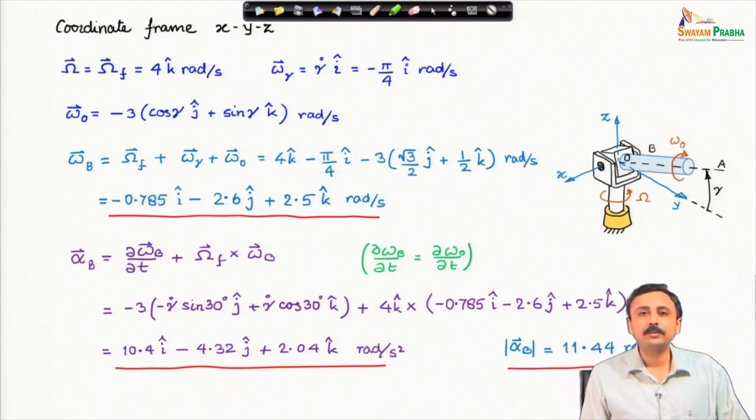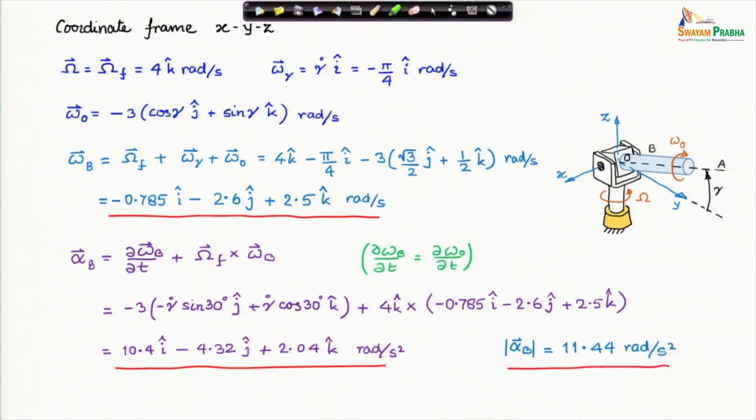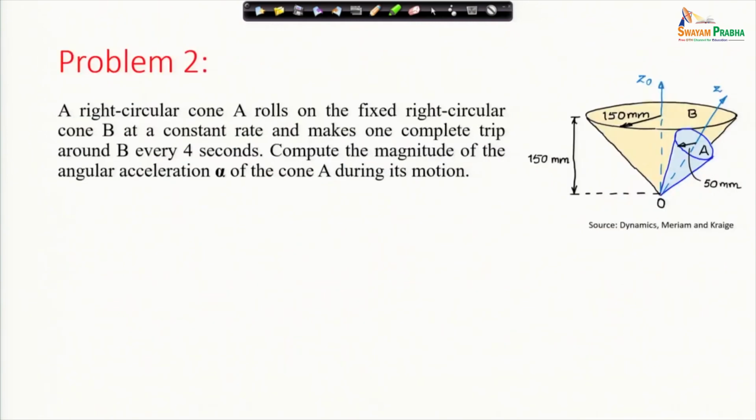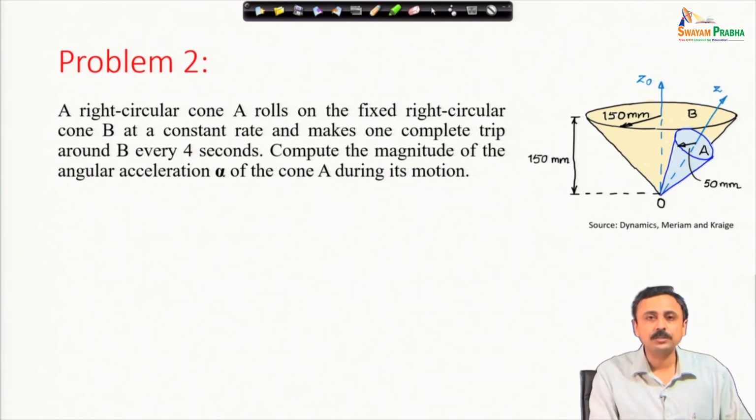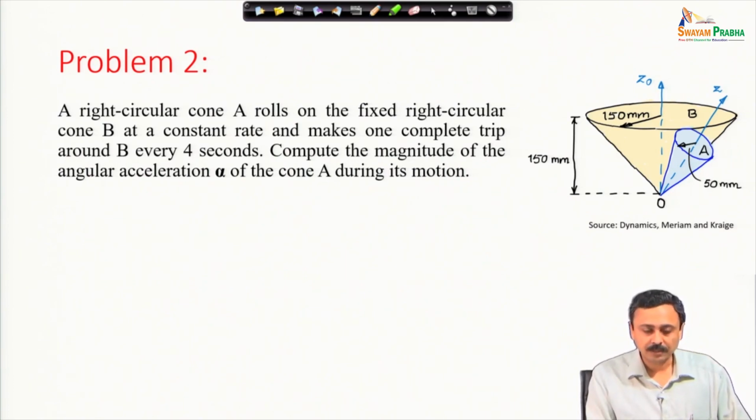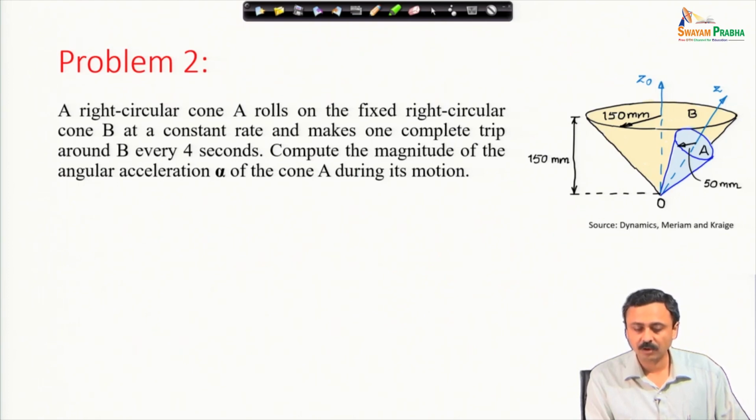You can calculate the magnitude of the angular acceleration, it is 11.44 radian per second square. Let us move to the next problem. A right circular cone A rolls on the fixed right circular cone B at a constant rate and makes one complete trip around B every 4 seconds. Compute the magnitude of the angular acceleration alpha of the cone A during its motion.